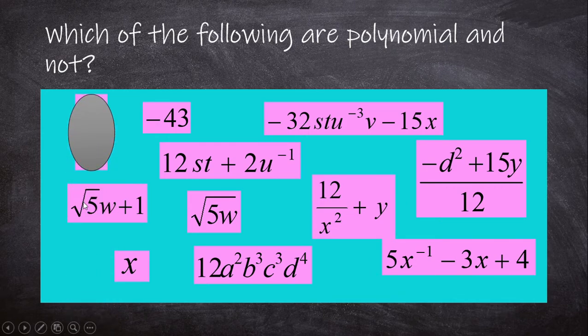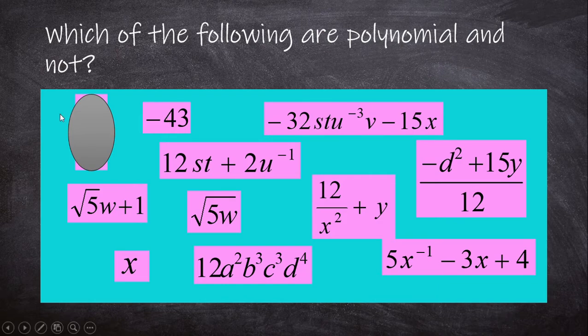Square root of 5w plus 1, that is a polynomial. Although there is a radical sign, the variable w is not inside it, so that is a polynomial. X is obviously a polynomial. Negative 43 is also a polynomial. A constant is a polynomial.